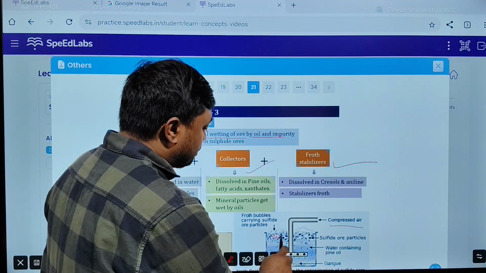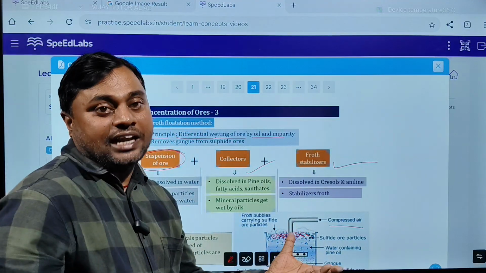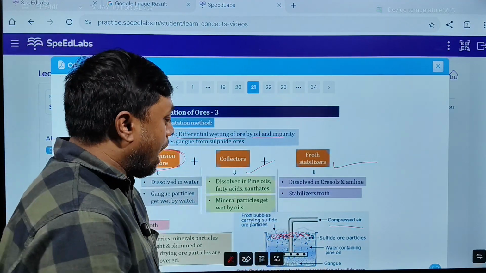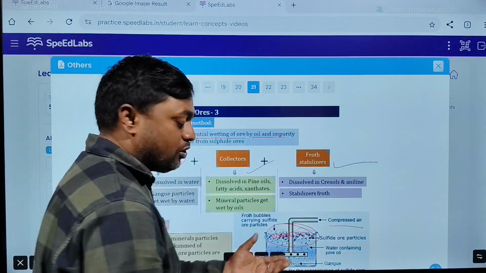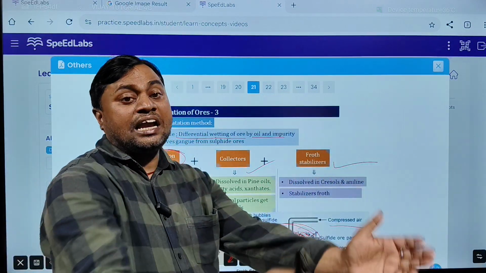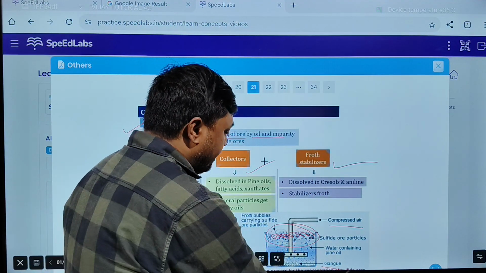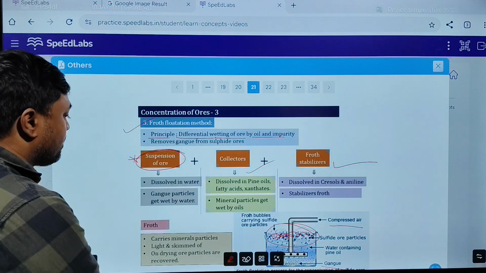Sulfide ores are lighter in nature actually, so they come to the top surface, and the froth stabilizer is also there. Now this froth is collected and dried up. The impurities, the gangue, will settle down at the bottom. In this way, you can see.